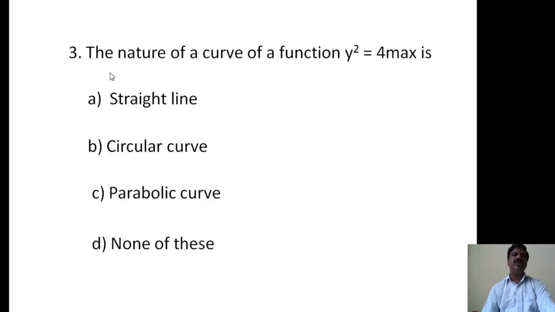Now the third question: the nature of the curve of the function y square is equal to 4ax is? The options are: A, straight line; B, circular curve; C, parabolic curve; and D, none of these. I will give just 10 seconds. Choose the correct answer.